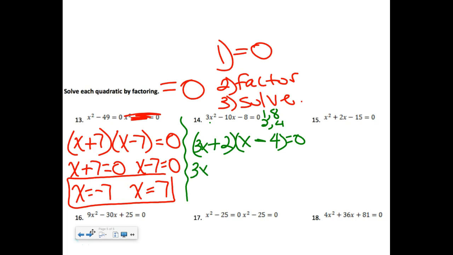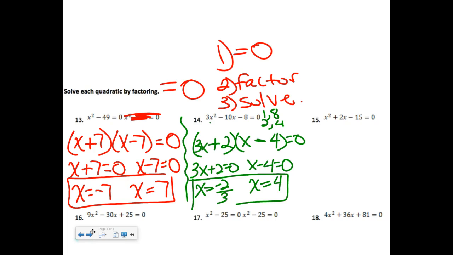Now what we're going to do is take each of these and solve them. This one, when I solve it, I'm getting x equals negative 2/3. And this one, I'm getting x equals 4. Okay, so that one is a little bit more challenging than number 13.